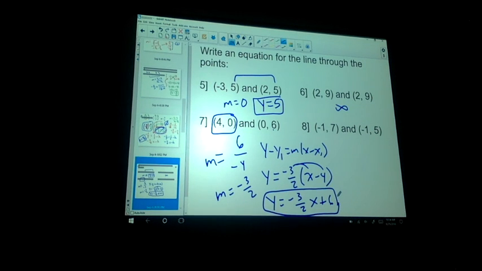Done right? And then number 8. Number 8 actually has a slope that would be undefined. So what's my x value? X value is equal to negative 1, so I have a vertical line with that. We good? Can I move on?